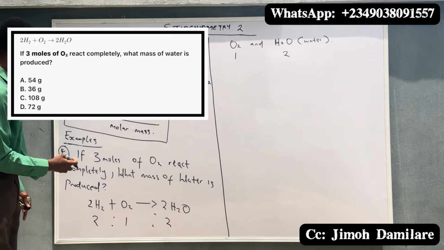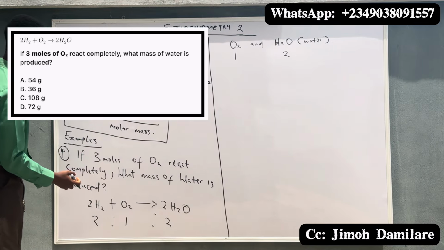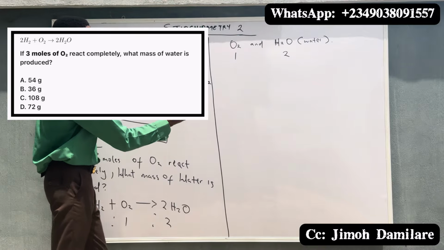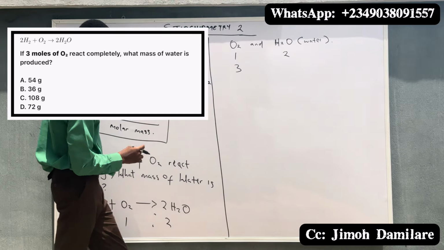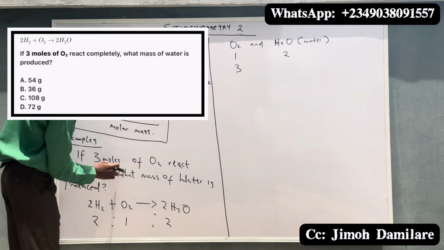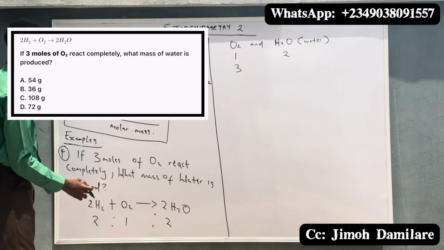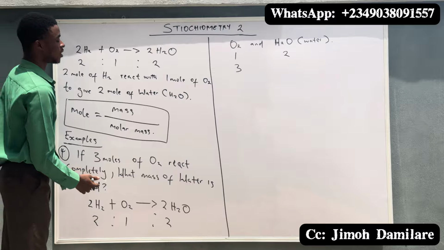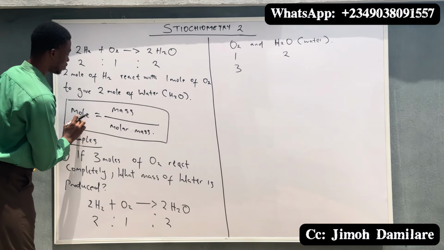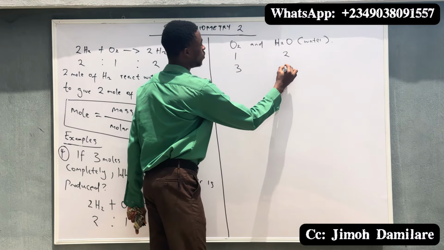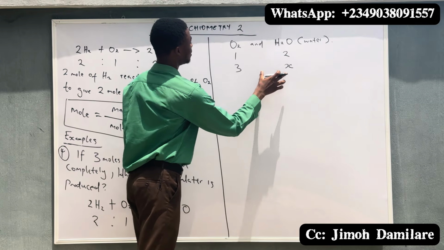The question says, if 3 moles of oxygen react, so we have been given 3 moles of oxygen. We can put that directly, because everything here must be in moles. If 3 moles of oxygen react, what mass of water will be produced? In order to get the mass of water, we need the mole and the molar mass. So let's get the mole of water first, because everything here must be in mole.